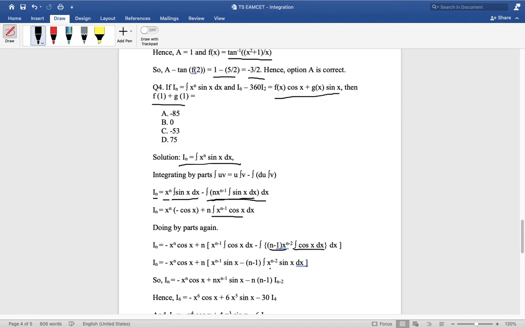Okay, x raised to the power n minus 2, n minus 1 is constant, it will go outside. The integral of cos is sine. Okay, so I_n is what? Minus x raised to the power n cos x plus n x raised to the power n minus 1 sin x minus n into this, so n into n minus 1 into the integral of x raised to the power n minus 2 sin x dx. Now if I_n was the integral of x raised to the power n sin x dx, so I_(n-2) will be the integral of x raised to the power n minus 2 sin x dx. So that I have put over here. So I_n is reduced to I_(n-2) with this whole thing attached to it. Okay.